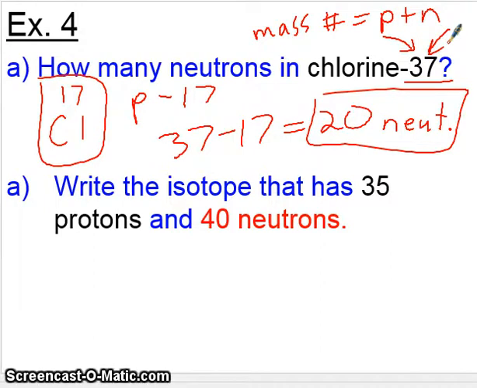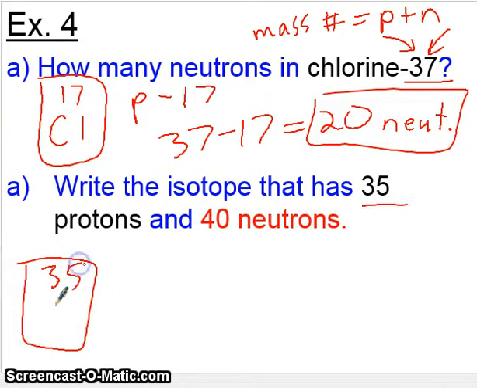How about we write the isotope that has 35 protons and 40 neutrons? We're given 35 protons, which means we can identify the element. If you find on the periodic table the element with the 35 above it, you'll find it is iodine. I'm sorry, not iodine, it is bromine. Let's try that again. This is bromine, iodine is right above it. So we are dealing with the element bromine.